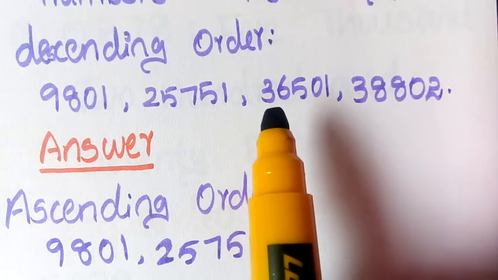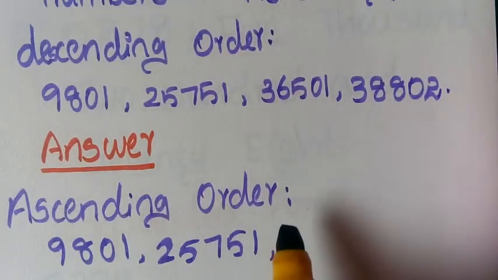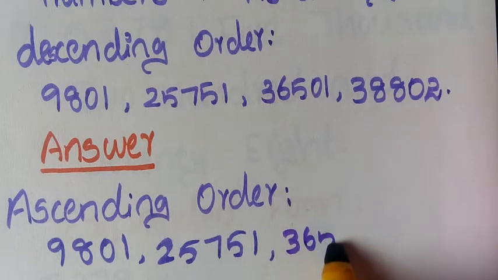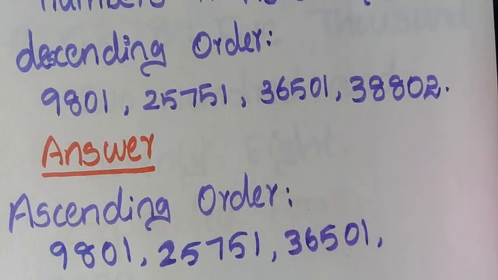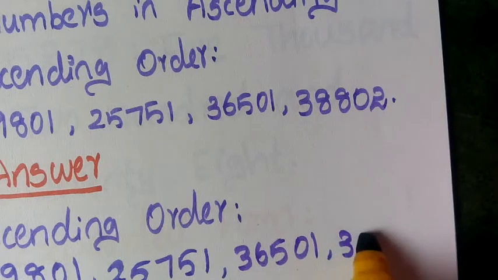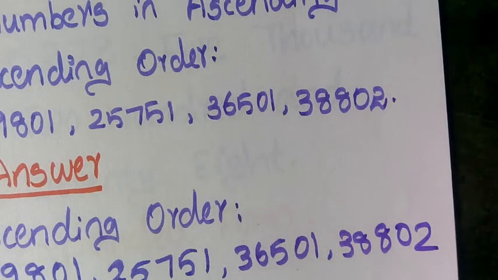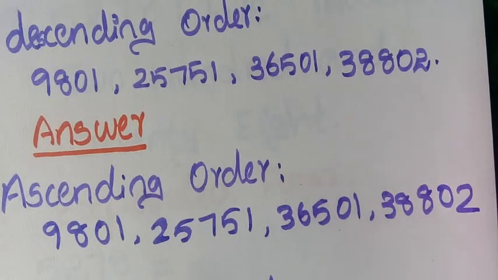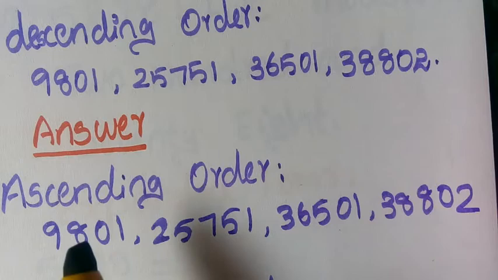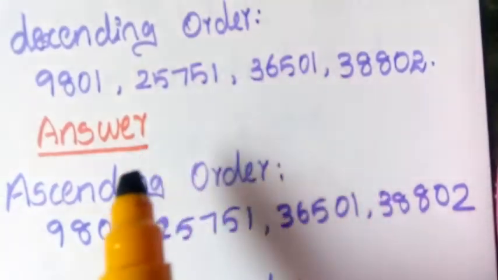So the smallest number is 36,501. Then 36,501 and the last number is 38,802. So we arranged the numbers in ascending order. Children, did you notice the question is already in ascending order?